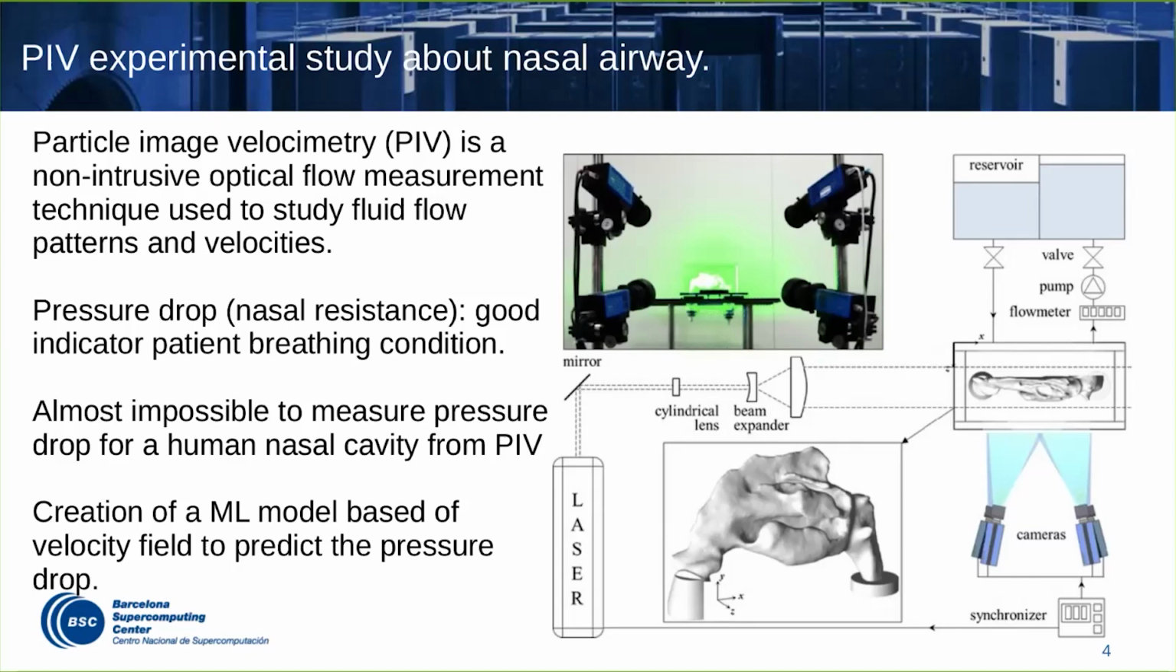But it's almost impossible to measure the pressure drops for human nasal cavity from the PIV techniques. So this is why we think of creating the machine learning model, which is based on velocity field to predict the pressure drop.